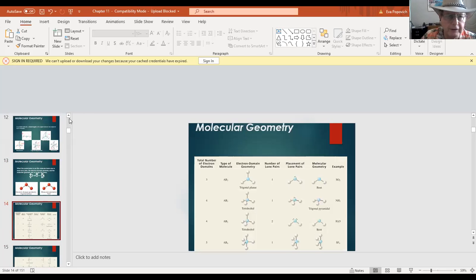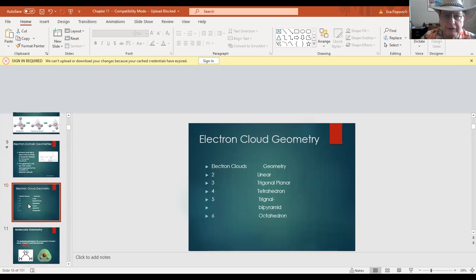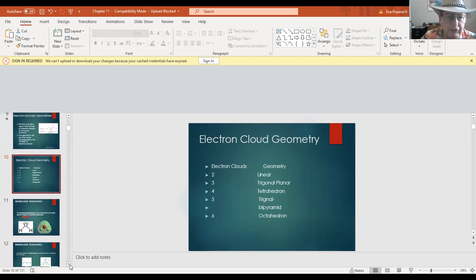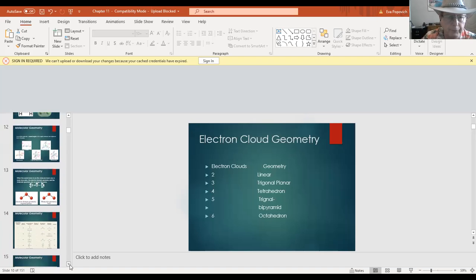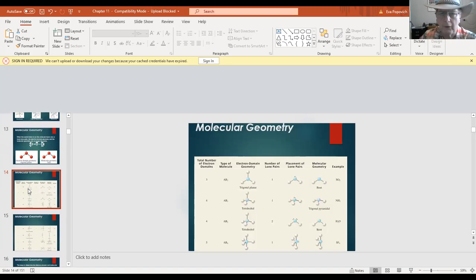Two slides you're going to need. You're going to need the overall electron cloud geometry slide, and you're going to need this series of slides that's coming up.